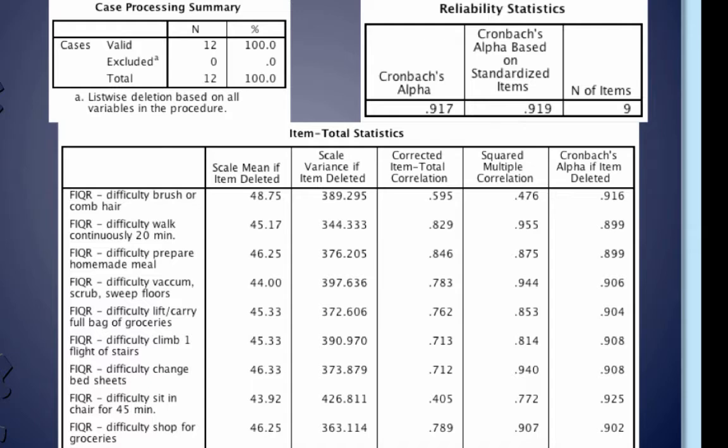The idea behind internal consistency is we want to know whether or not, or how well rather, these 9 items together measure function. Do all 9 of these items equally measure function together, or should we take some of these out?